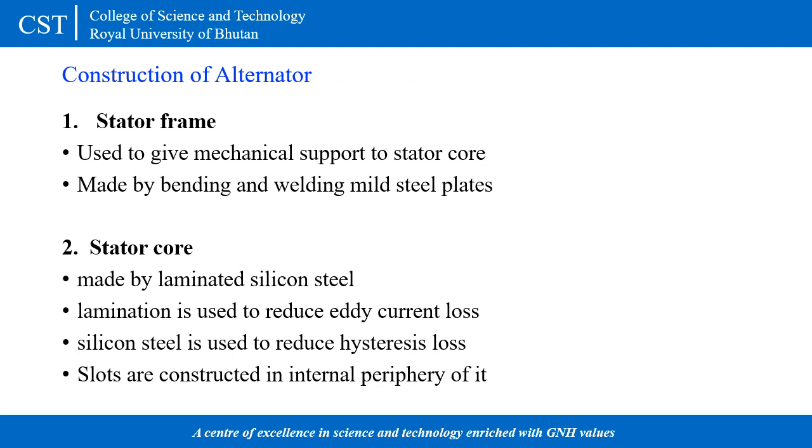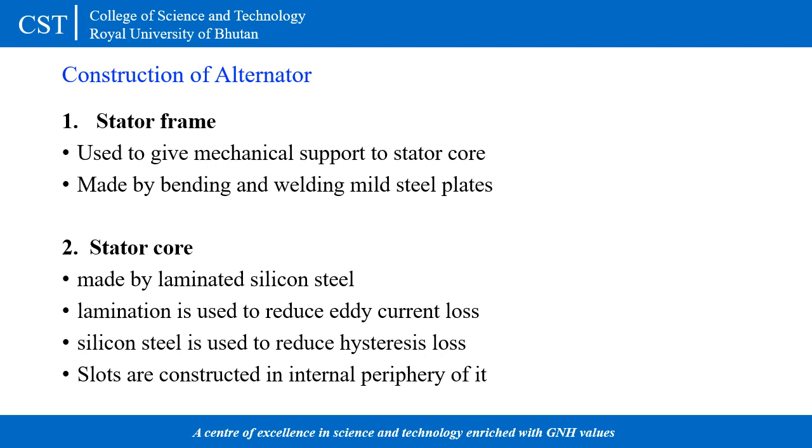So now to go with the main construction of alternator. Alternator's construction basically consists of two parts. They are stator and rotor. Under stator we have first the stator frame. This stator frame provides mechanical support, it covers the stator core, and it is made by bending and welding mild steel plates.